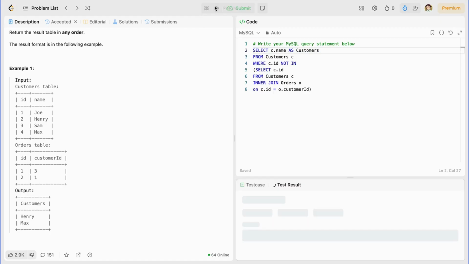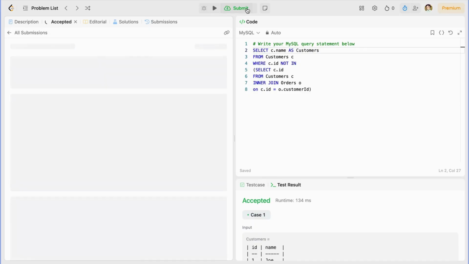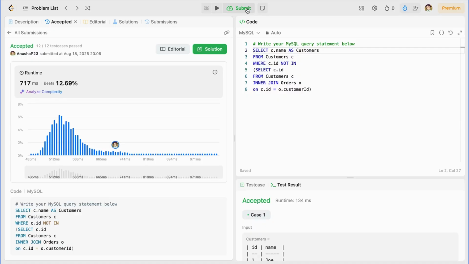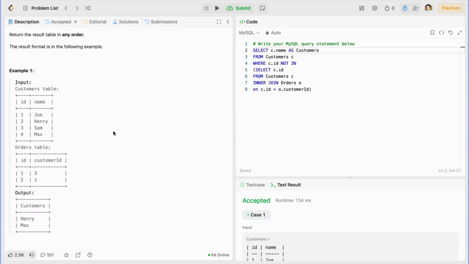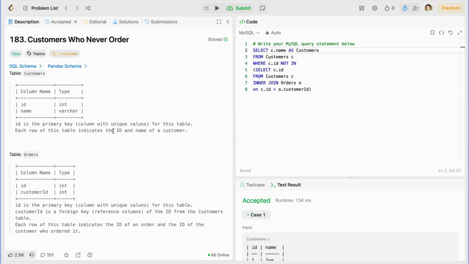Let me submit it and show you whether it gets accepted or not. It's running. Yeah, it got accepted. Good. Let me submit it and see whether it passes all the test cases. And voila, it passes all the test cases. Great. That is the solution for question 138, LeetCode Customers Who Never Ordered.